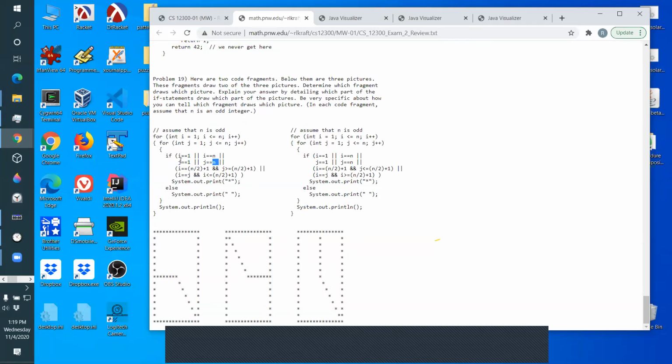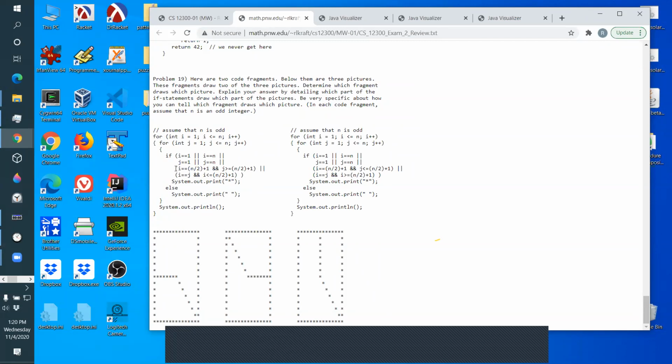Okay, so these two lines give us the border. They give us the border, and they all have the same border. These two lines in both of them are the same. So now we have to look at these other conditions. They're the ones that are going to tell us what's inside, like this part, this part, that part there. So now we start looking at these things and try to figure out what they're doing.